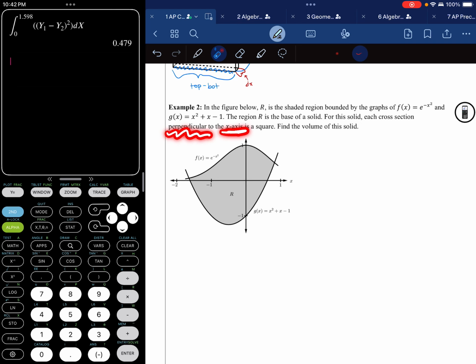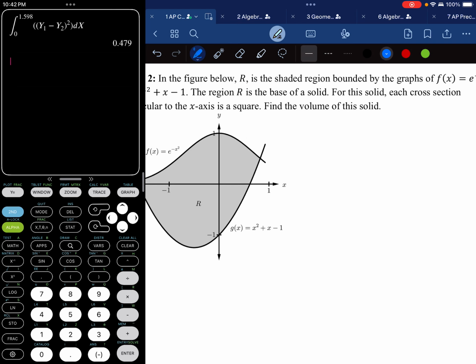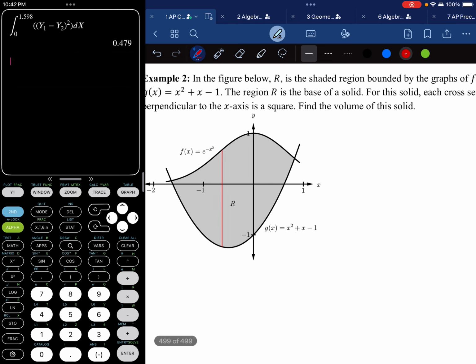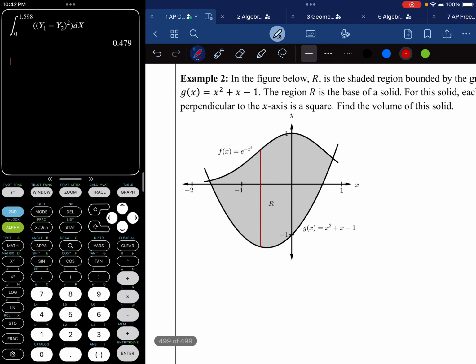We're perpendicular to the x-axis. So if we're perpendicular to the x-axis, which I think all the homework problems are as well, we'll see here in a bit, this line right here is vertical. It is perpendicular to the x-axis. There's the word I'm looking for.